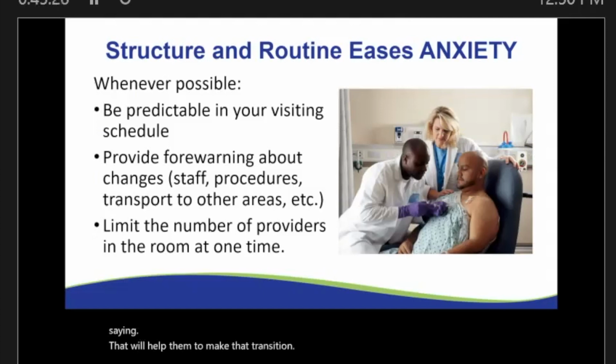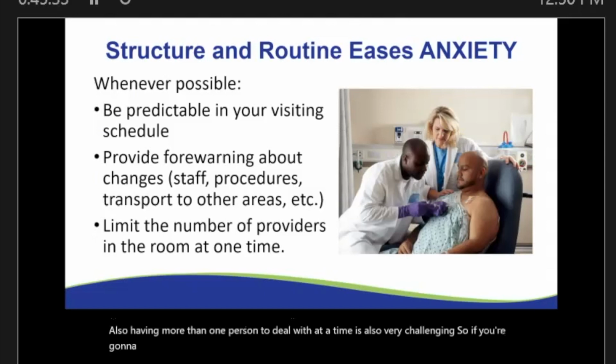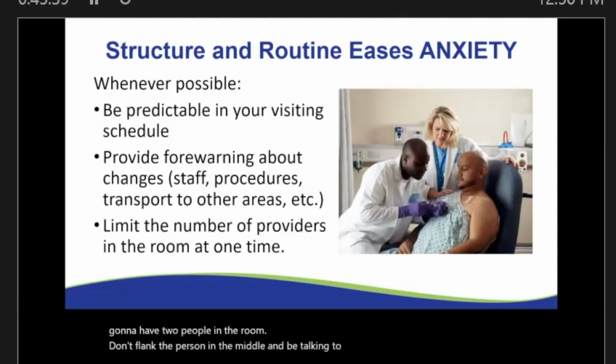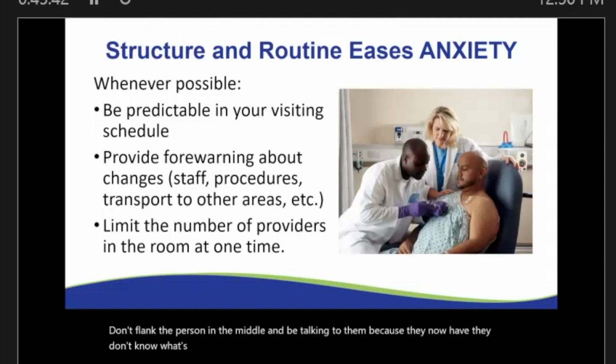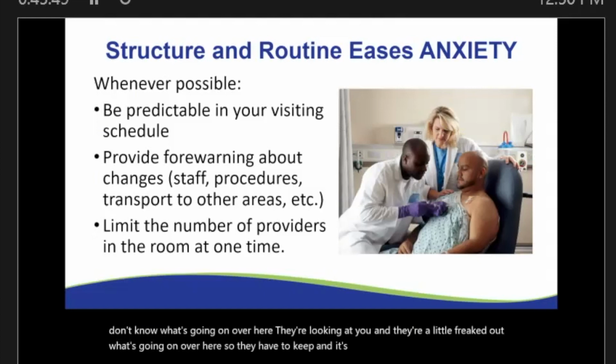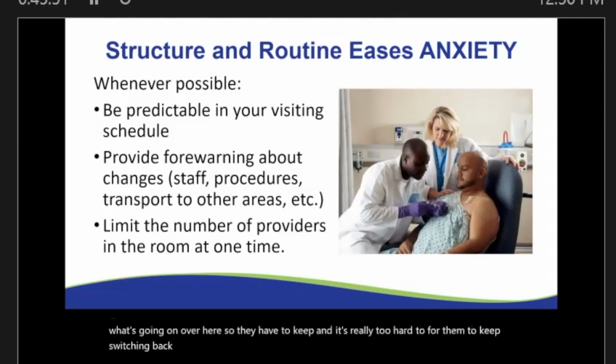Also, having more than one person to deal with at a time is very challenging. So if you're going to have two people in the room, don't flank the person in the middle and be talking to them, because they don't know what's going on over here. They're looking at you and they're a little freaked out about what's going on over here. It's too hard for them to keep switching back and forth. Both of you get on the same side. That way anxiety is going down. They can look at both of you and try to process what you're both doing.